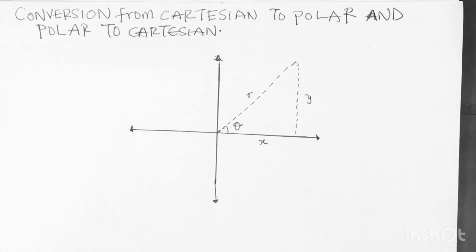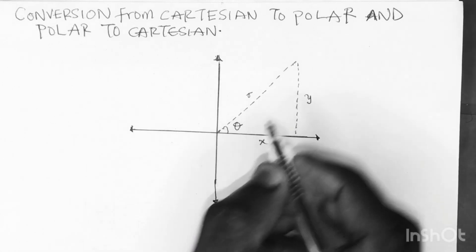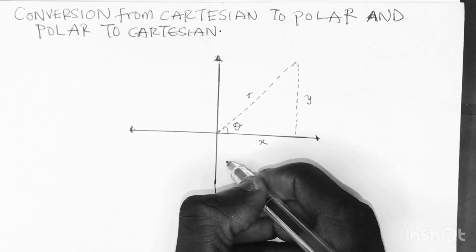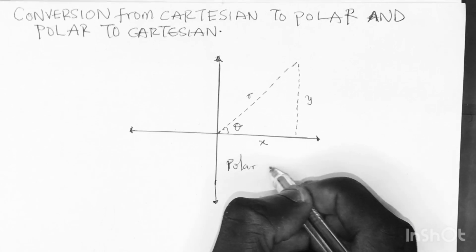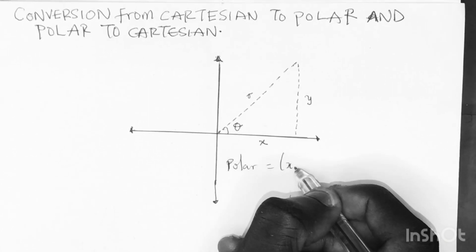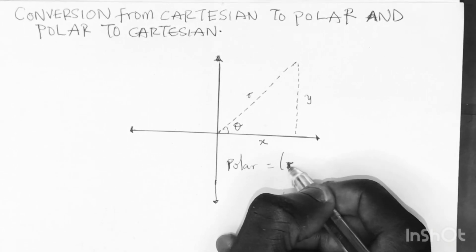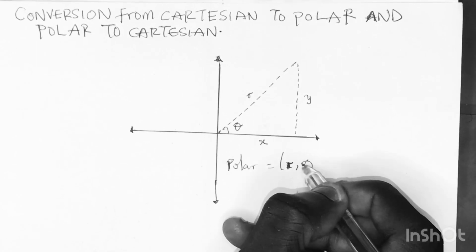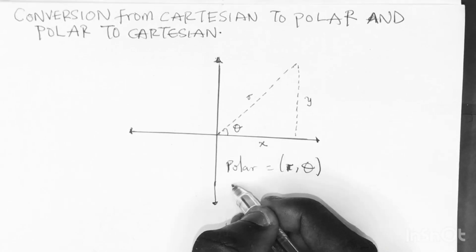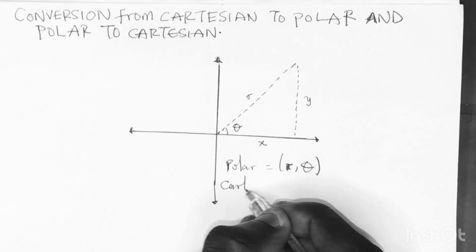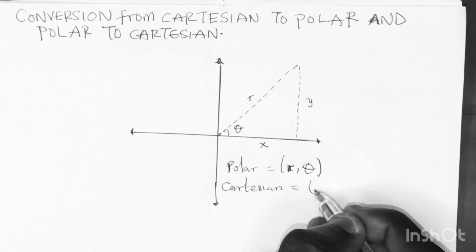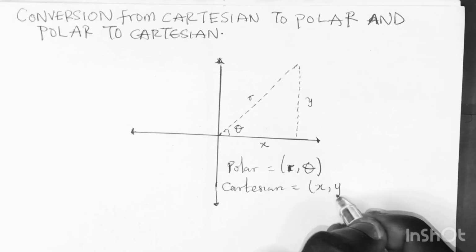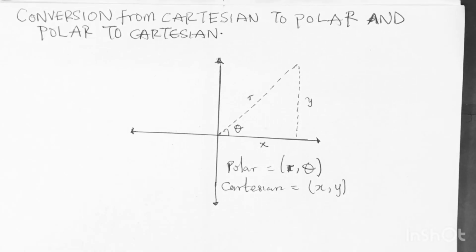The first thing you must know is that our polar form is always in the form r comma theta, and our Cartesian is in the form x comma y. Are you seeing that now?